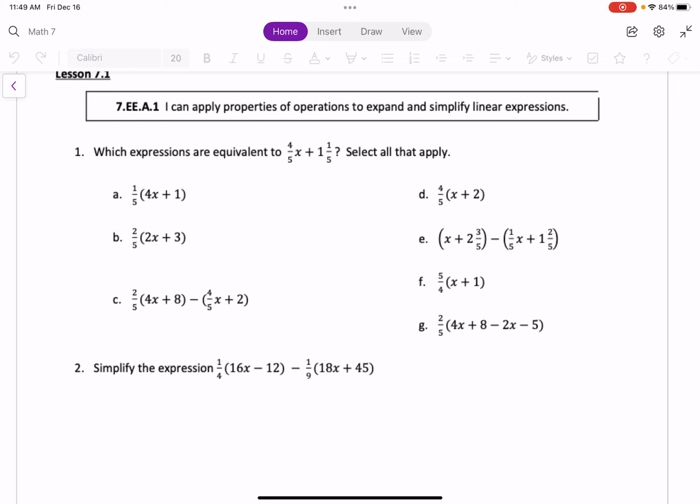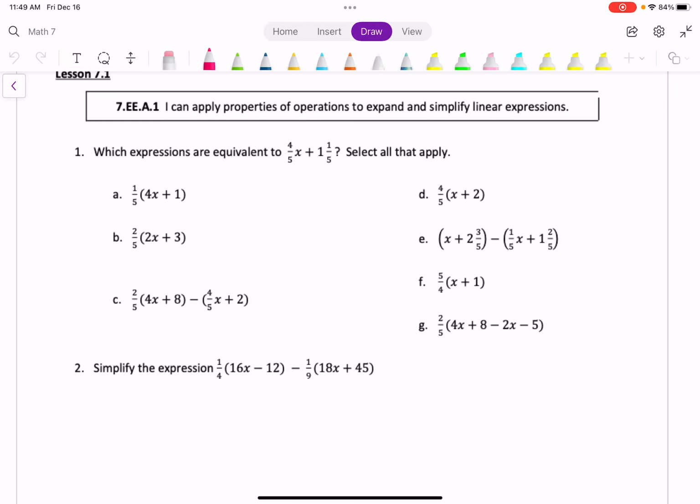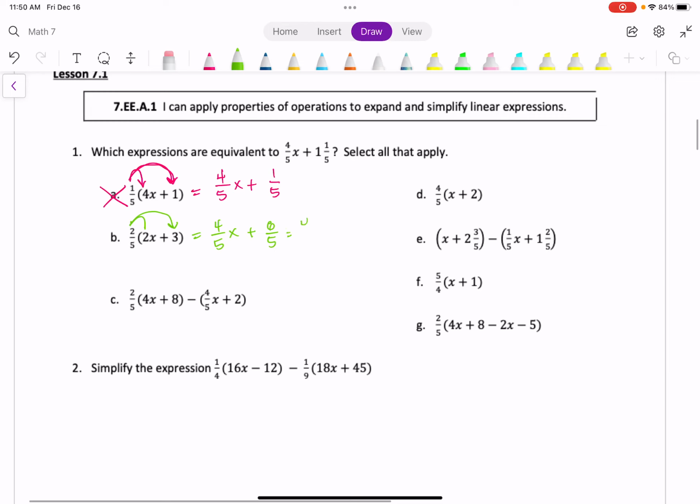So if I distribute this 1/5, I get 4/5 x plus 1/5 times 1 is 1/5. So that's not equivalent. If I distribute 2/5, I get 4/5 x plus 6/5, which is the same as 1 1/5. So B is one of my choices.